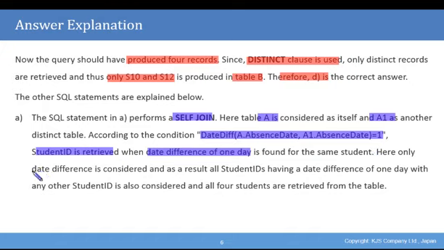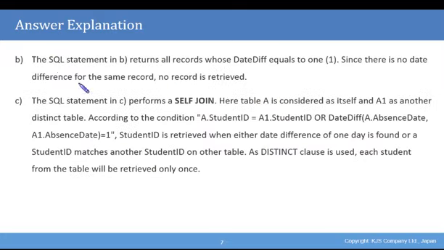Here, only date difference is considered, and as a result, all student IDs having a date difference of 1 day with any other student ID is also considered, and all 4 students are retrieved from the table. In B, we return all records whose date difference is equal to 1. Since there is no date difference for the same record, no record is retrieved.